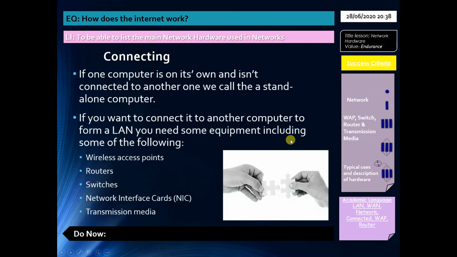Connecting. If one computer is on its own and isn't connected to another one, we call it the standalone computer. If you want to connect it to another computer to form a LAN, so a local area network, you need some equipment including some of the following: a wireless access point, a router, possibly a switch, a network interface card, and transmission media. So what are all these key bits of hardware that are used to form these networks?